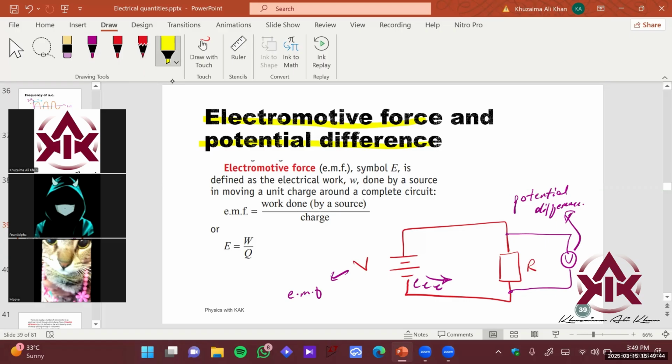ठीक है, so EMF is defined as electrical work done by a source in moving a unit charge around a complete circuit, right? Let's say if I talk about the conventional current flow, if I have my charge here, and this charge moves completely throughout the circuit, this is 1 coulomb of charge, right? So if I move 1 coulomb of charge throughout the circuit, the work required to move a unit charge through one complete cycle is called electromotive force, right? So electromotive force is work done upon charges, right?